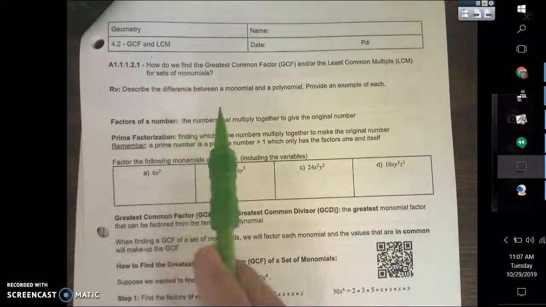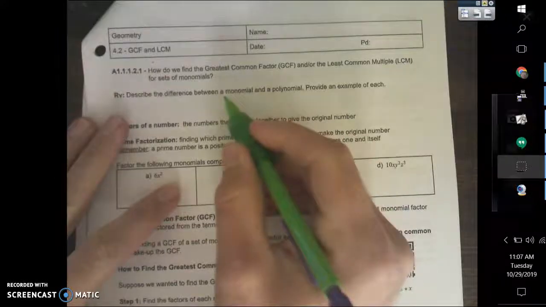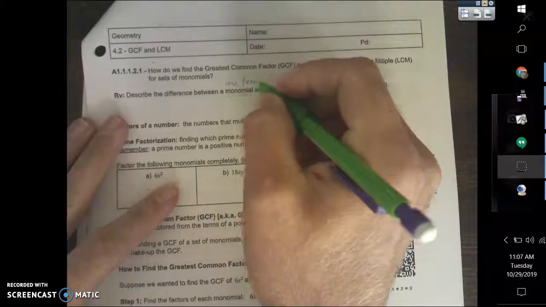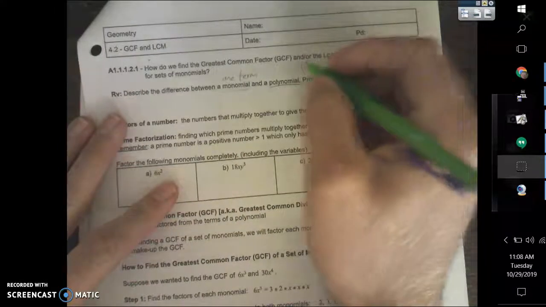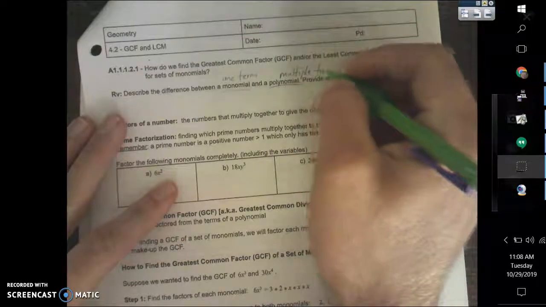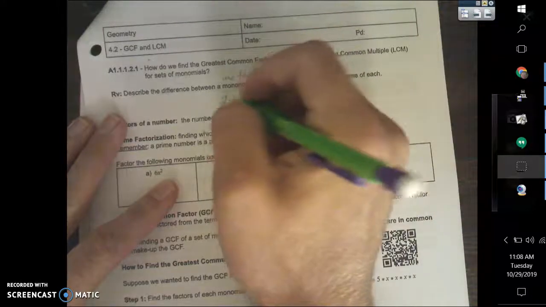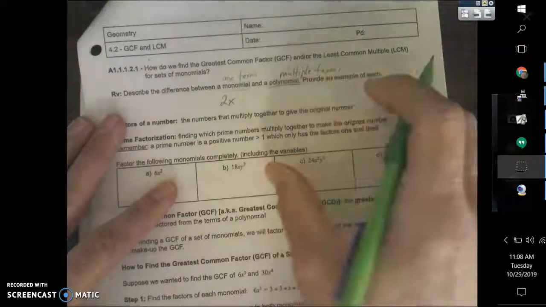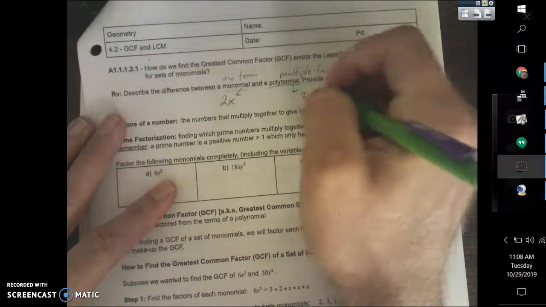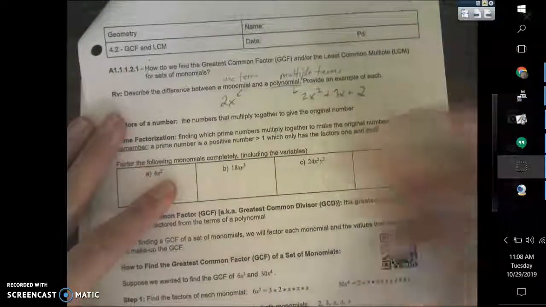So the first thing we're going to take a look at is, can we describe the difference between a monomial and a polynomial? So a monomial is when it talks about one single term, while a polynomial stands for multiple terms. If you're talking about one term, you could say something like 2x. That's it. A polynomial will be something along the lines of 2x squared plus 3x plus 2, which is quadratic, so on and so forth.